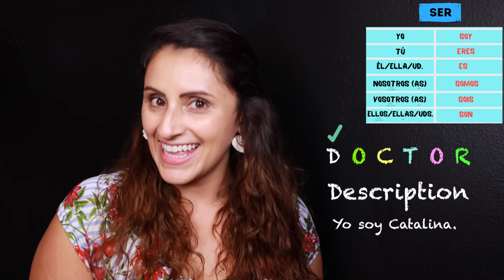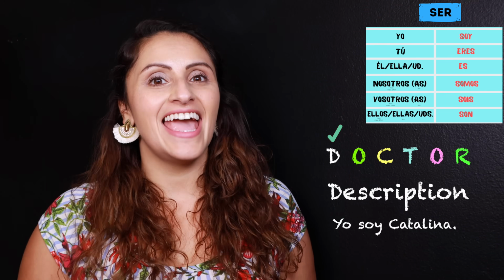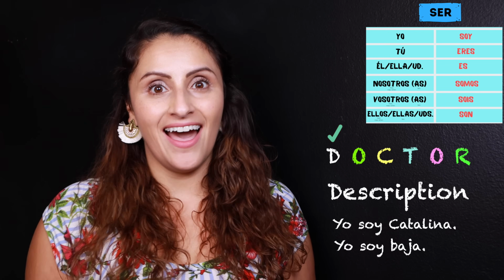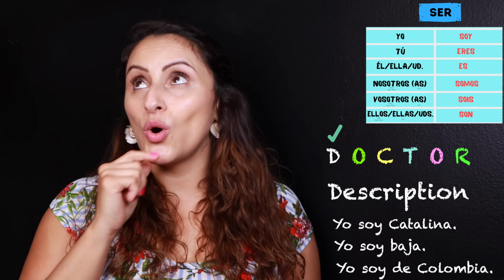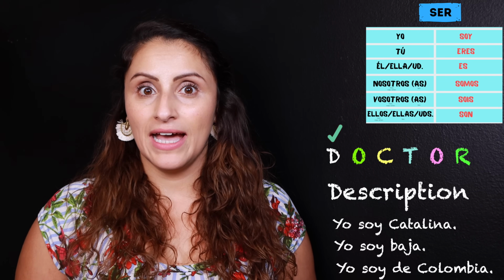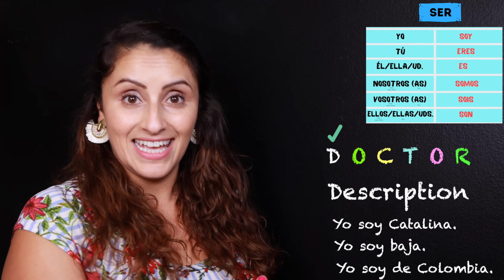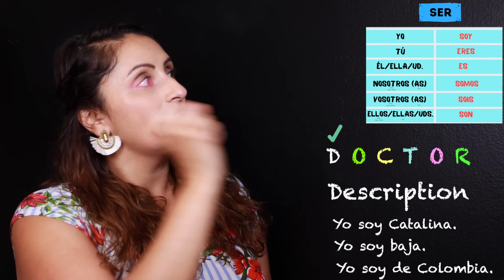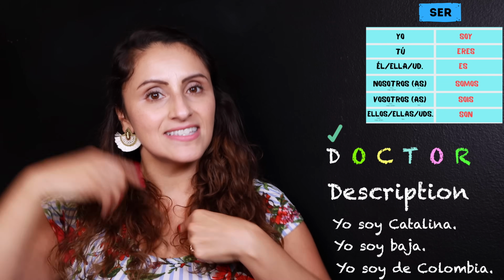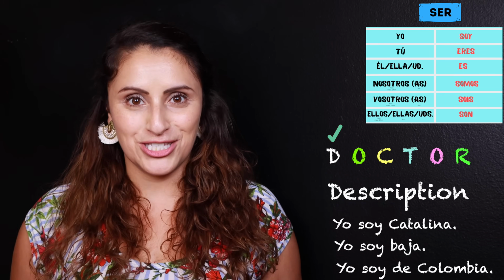Yo soy Catalina. I could also say, yo soy baja. I could even say, yo soy de Colombia. So all of those examples have to do with description, which is the D in doctor, which tells us that we have to use the verb ser. Again, I said my name is, I am short, I am from Colombia. That's all part of the description.